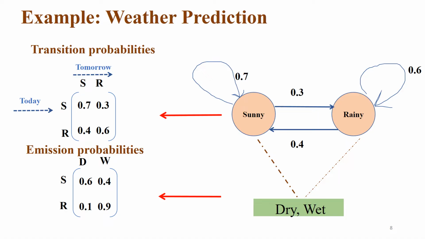In addition to the transition probabilities, we have the emission probabilities. Here in this problem, the observations are dry and wet. The emission probability gives the probability of the observations given a hidden state. That is, the probability of dry given a sunny state is 0.6. Probability of wet given a sunny state is 0.4. Probability of dry given a rainy state is 0.1. Probability of wet given a rainy state is 0.9.